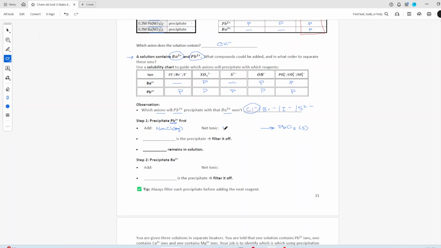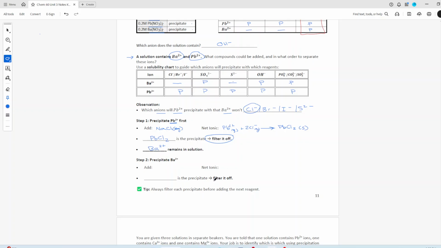So the net ionic equation would be lead aqueous plus 2 chloride aqueous ions. So this is going to be our net ionic equation to precipitate the lead as lead chloride. The lead chloride is the precipitate, and we're going to filter it off, because what we're trying to do is separate the ions out of solution. So if we add the sodium chloride, the lead chloride will precipitate out, and what will remain in our solution is still this barium ion.